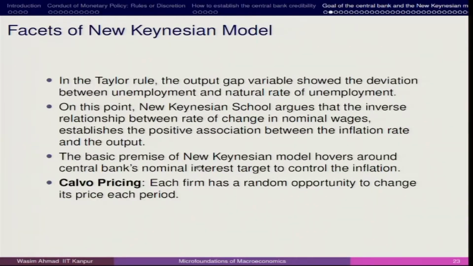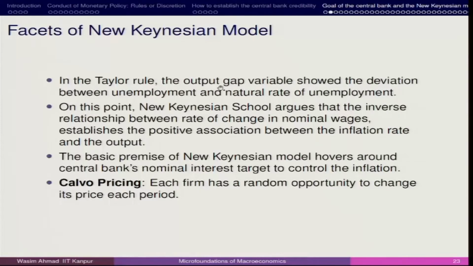So, in the new Keynesian model, they focus on this because it comes under the activist school of economic thought. There we had non-activist and activist. So, this is about the activist, under which we try to put certain conditions on the central bank with certain interventions, using the Taylor rule, the output gap variable, which simply shows the deviations between unemployment and the natural rate of unemployment.